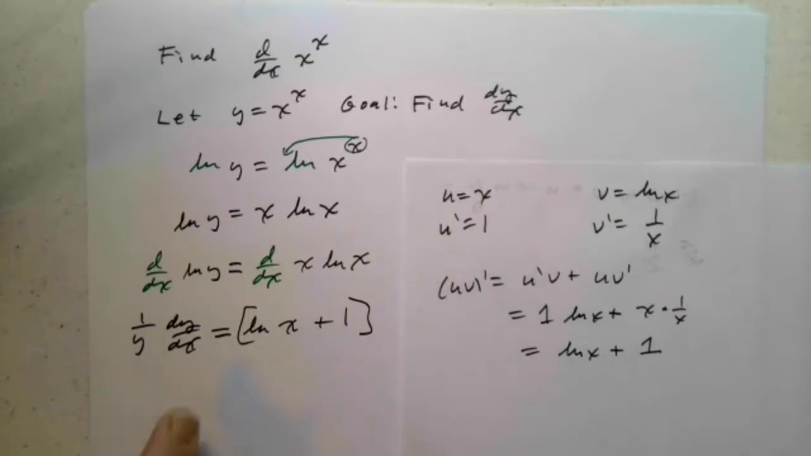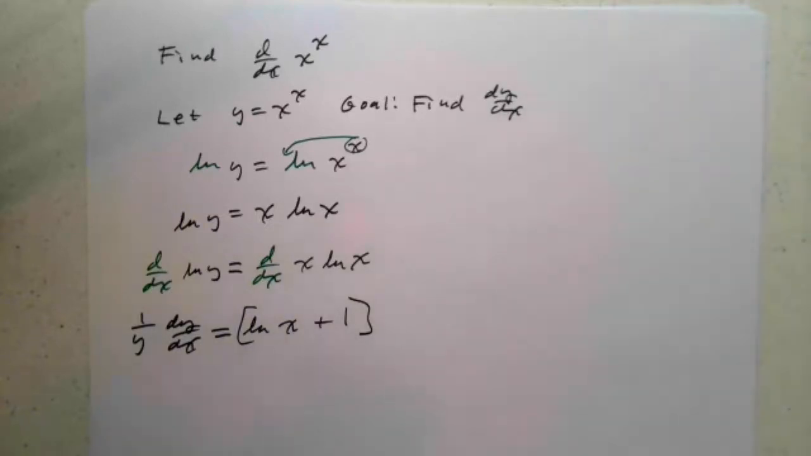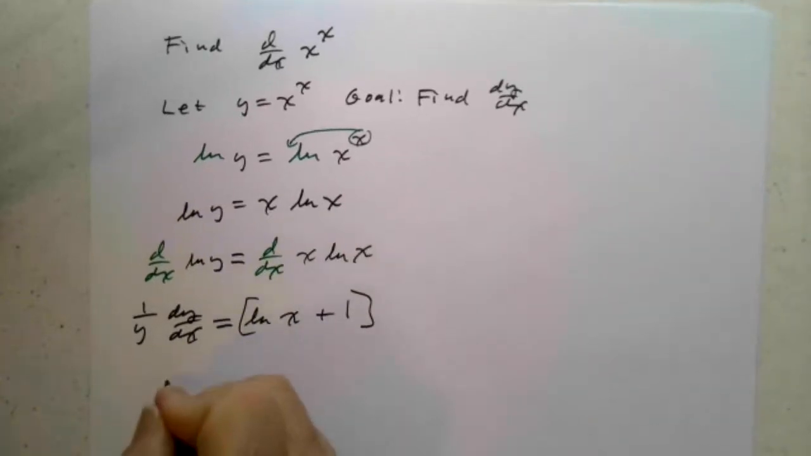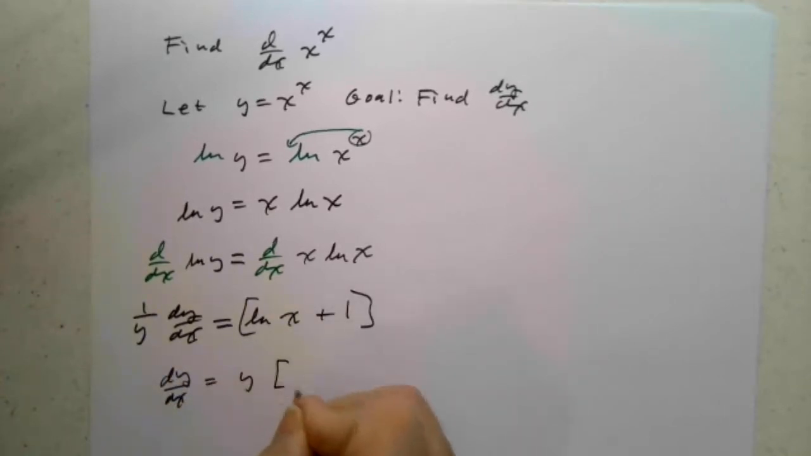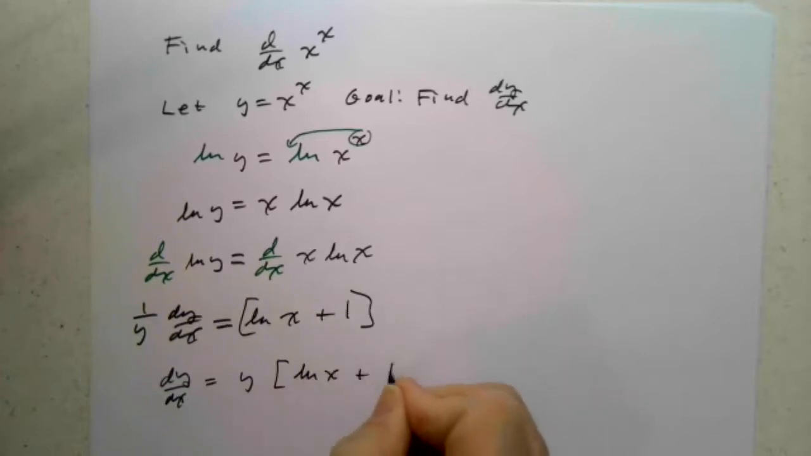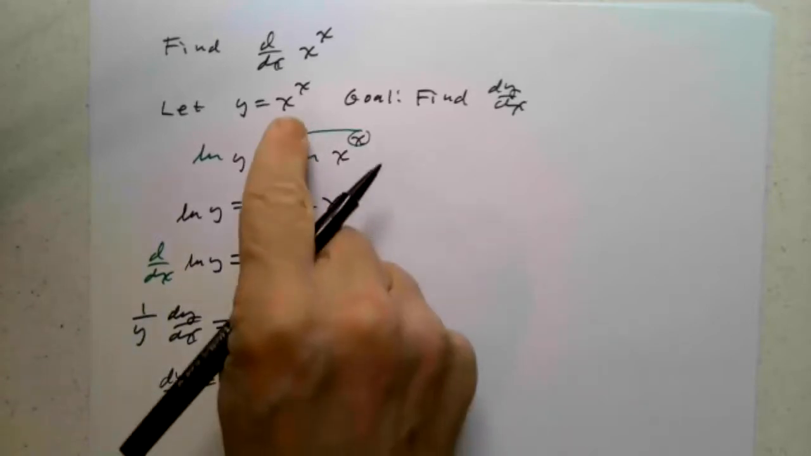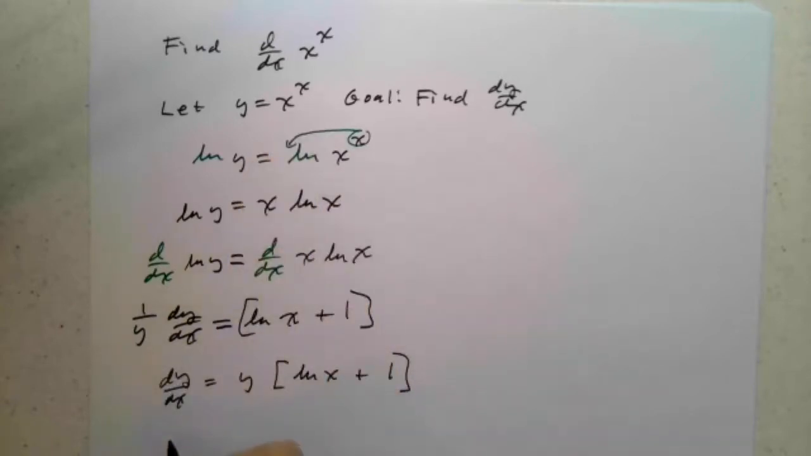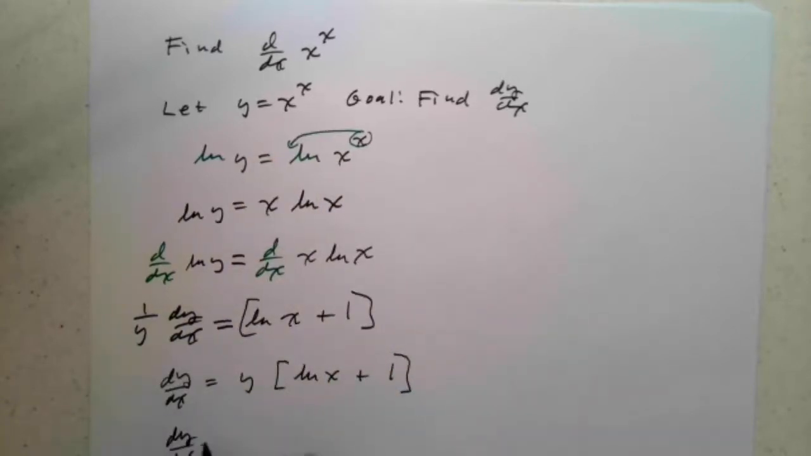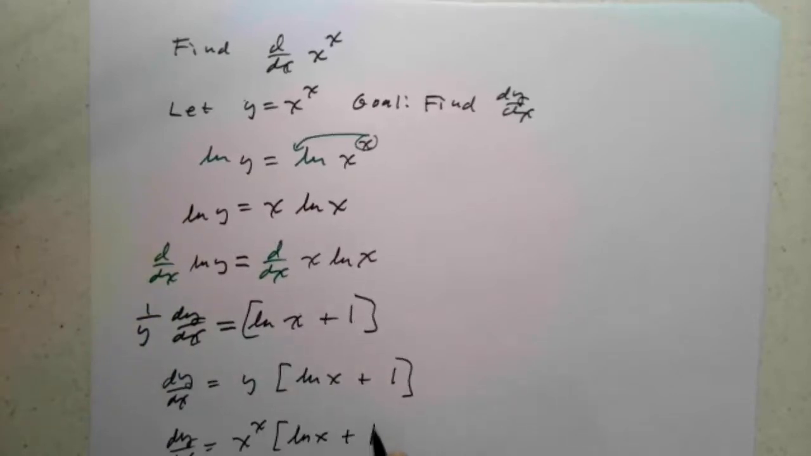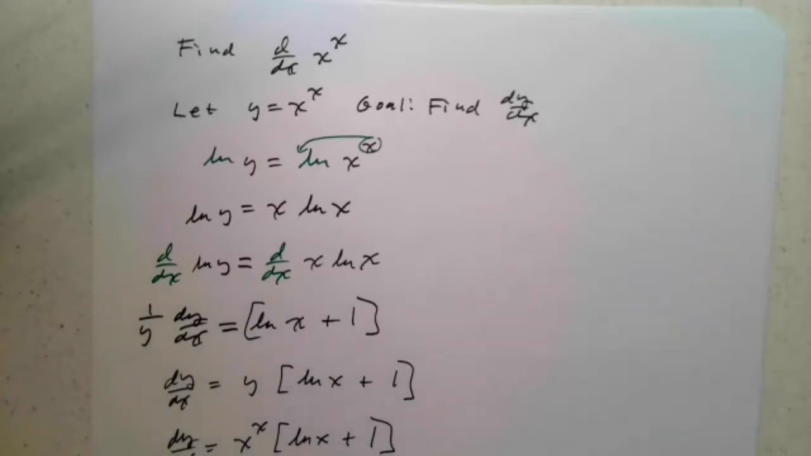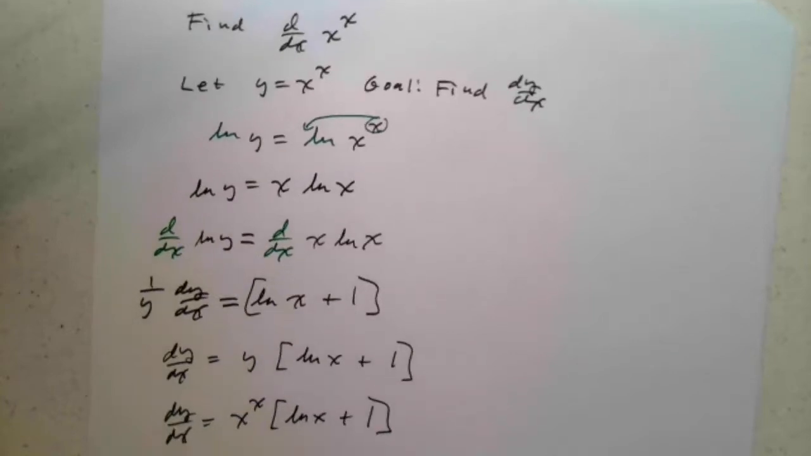And we're almost finished. I want to solve for dy dx, so I've got to multiply both sides by y. So multiplying both sides by y gives us dy dx equals y times natural log x plus 1. But what was y? What do we say y was? y was x to the x power. So we finish this with dy dx equals x to the x times the natural log of x plus 1. Certainly not x times x to the x minus 1. The power rule doesn't extend to that kind of a function.